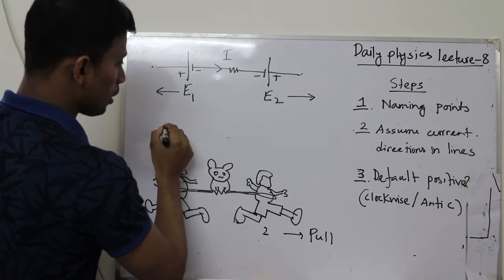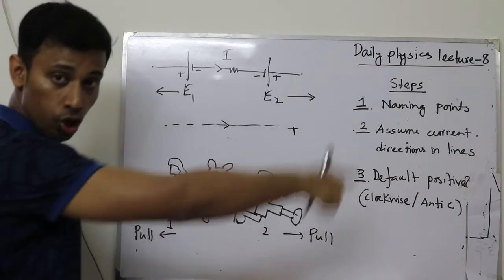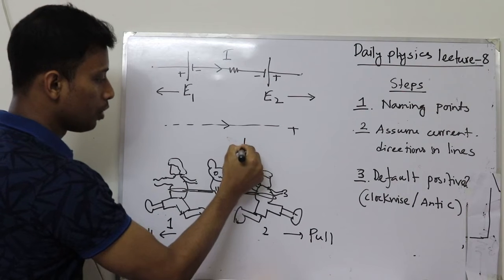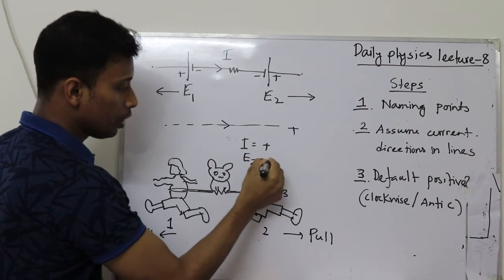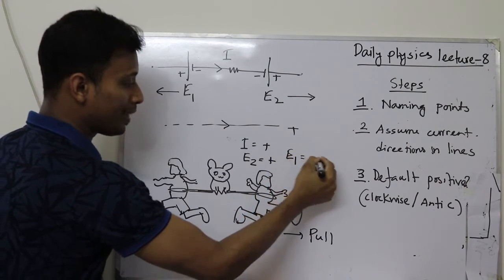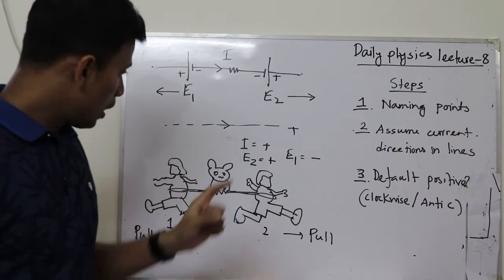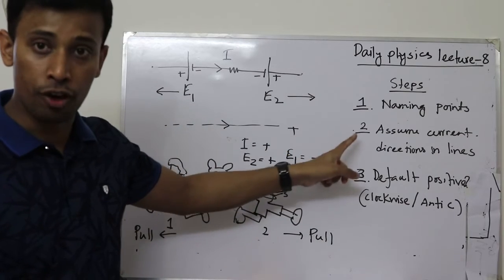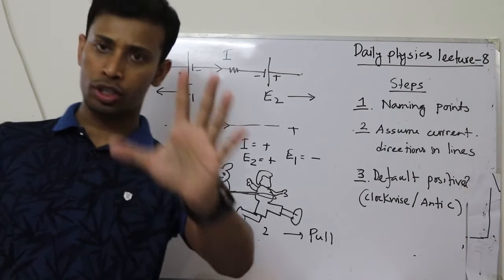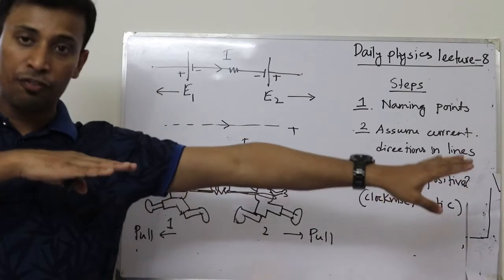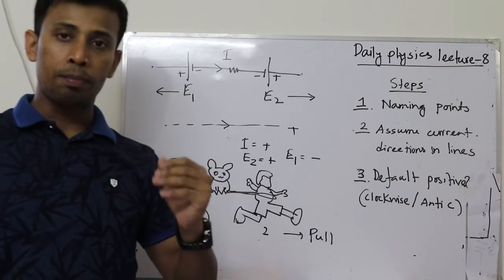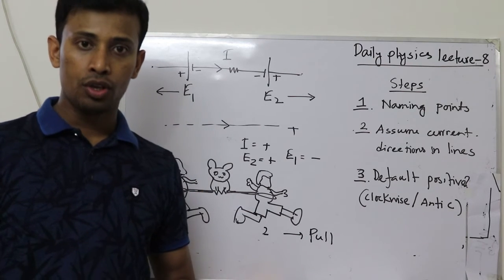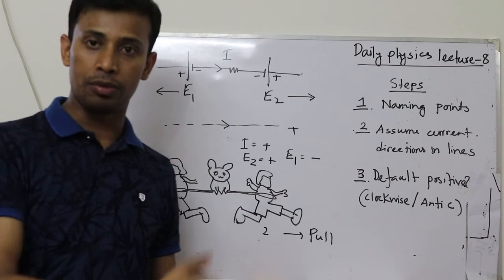So let's assume this direction as positive. Suppose that's the clockwise direction. I assumed it as the positive direction. So I will be positive, E2 will be positive, but E1 will be negative for this line. I will be positive, E2 will be positive, but E1 will be negative. I hope you have understood step 2 and step 3. For step 2, you have to assume a current direction. It's all up to you. And step 3, you have to assume a default direction as positive. But it is better for Kirchhoff's law to assume the default positive towards the direction of currents. So always try to assume the same directions of current and positive directions.